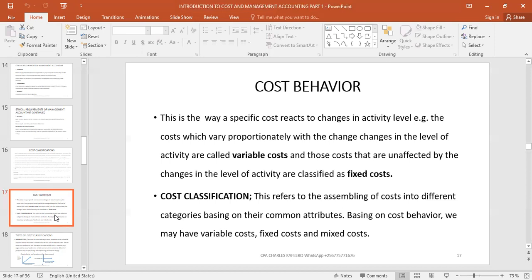But take a scenario whereby, let's say, the building we are renting has a capacity of carrying, let's say, 10,000 tons of, let's say, soda.